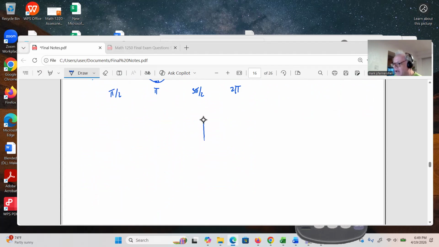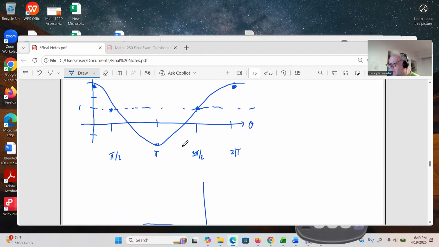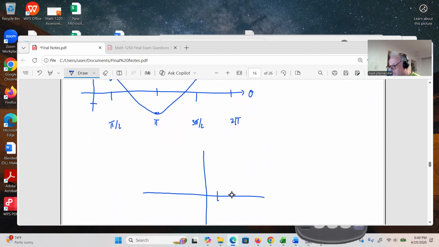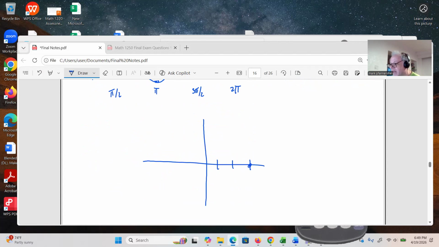Now we have to go ahead and put it on polar graphs. So when theta is equal to 0, we're going to be a distance of 3 out. So 1, 2, 3. When theta is equal to pi over 2, we're going to go down to a value of 1. So theta pi over 2 is going to be up here at 1. We're going to be something like that.